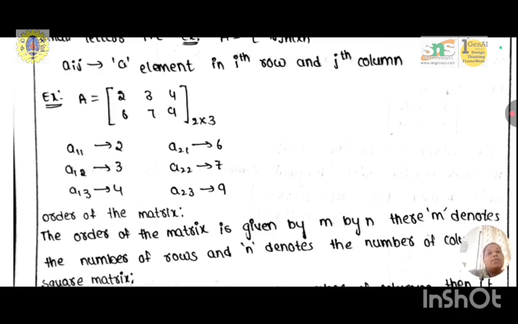So we have some examples here. If A equals 2, 3, 4 and 6, 7, 9, the matrix is in the form of 2 cross 3. There are 2 rows and 3 columns. So we should write this matrix as 2 cross 3. The position of A11 is 2 and A21 is 6, and then A12 is 3 and A13 is 4, like that. Now we are going to see the order of the matrix.